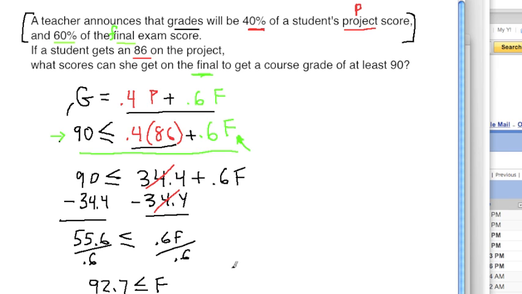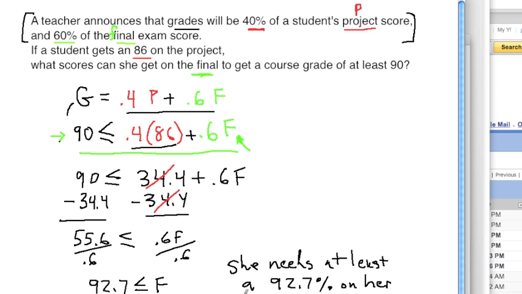So the answer is she needs at least a 92.7% on her final for, I'm going to assume 90 is an A, for an A.